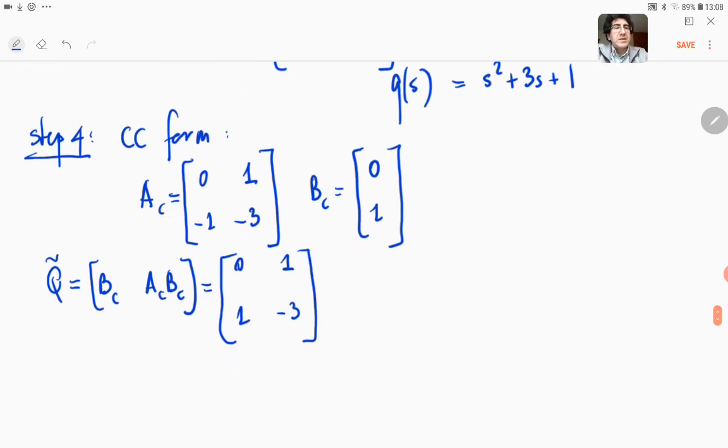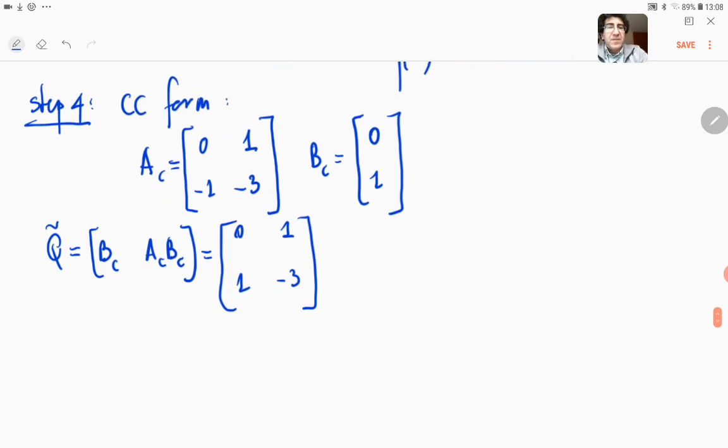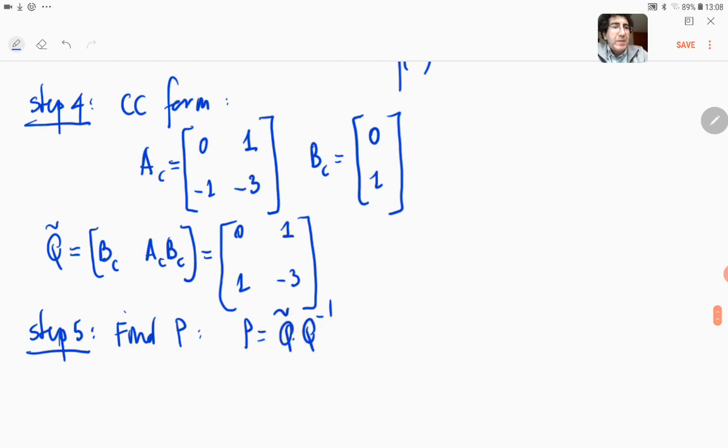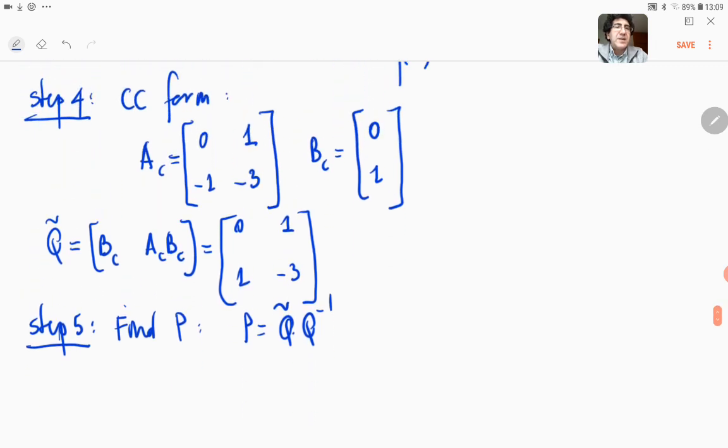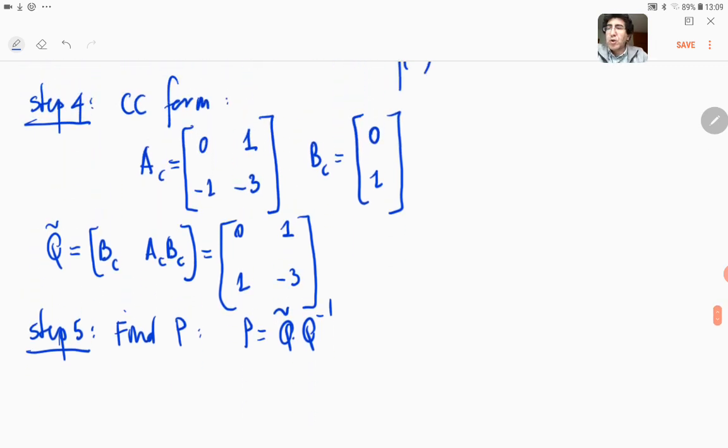Obviously that's going to give us a non-singular q tilde. Okay, step 5, find the similarity transformation P. For that we know that P is equal to q tilde q to the power minus 1. So I will need to take the inverse of q.